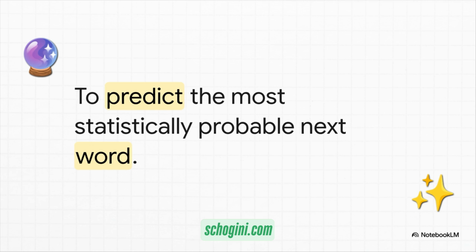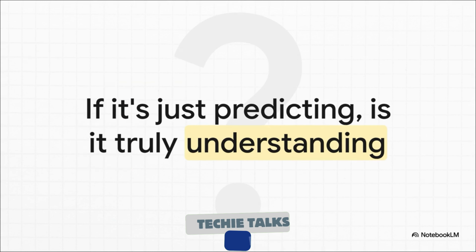And then it adds that word to the sentence, and it does the entire thing over again for the next word, and the next, and the next. It generates its response one single word at a time. It's basically the most sophisticated, most advanced autocomplete you've ever seen. So when you boil it all down, it's just an incredibly sophisticated prediction machine.